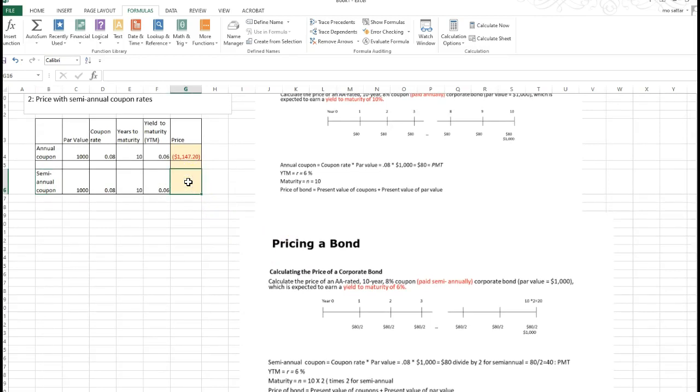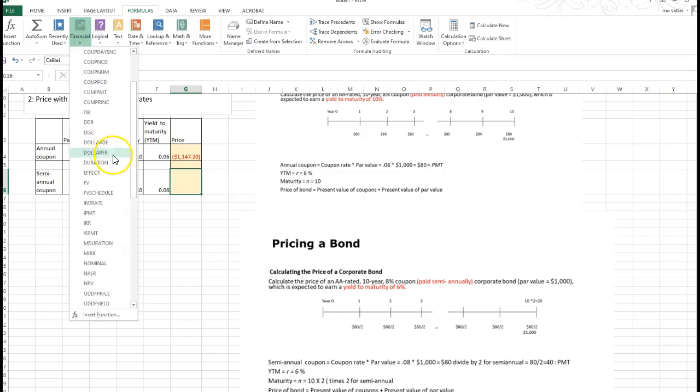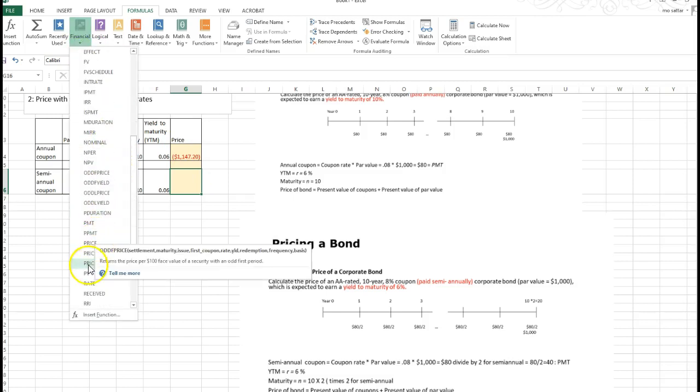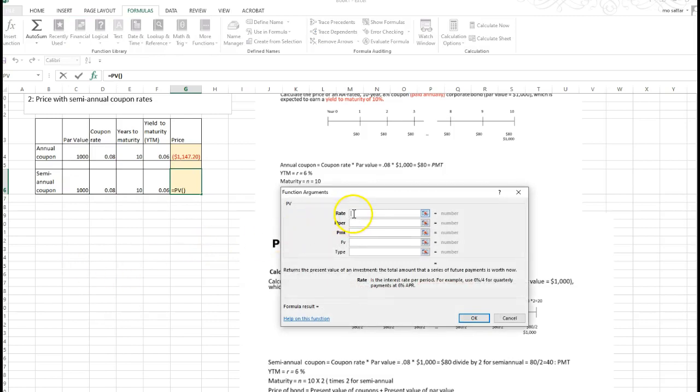We're going to go here, and we're going to go to the financial. We're going to again find the present value. Okay. And the yield to maturity, this time, because it is semi-annual, we take the yield to maturity, and we're going to slash, which is divided by 2. Number of periods is going to be years to maturity times 2. PMT is going to be, again, 8%, which is the coupon rate, times the par value, but then we're going to divide it by 2.